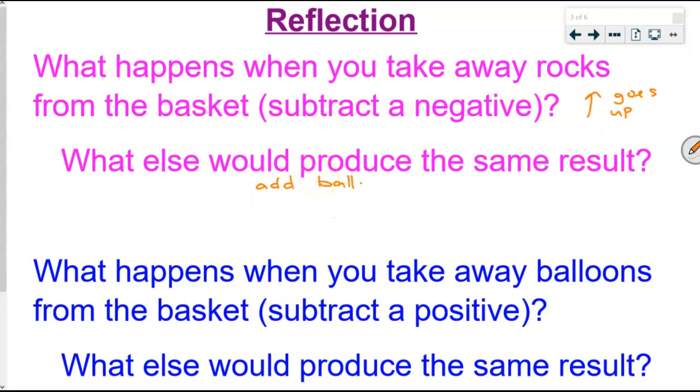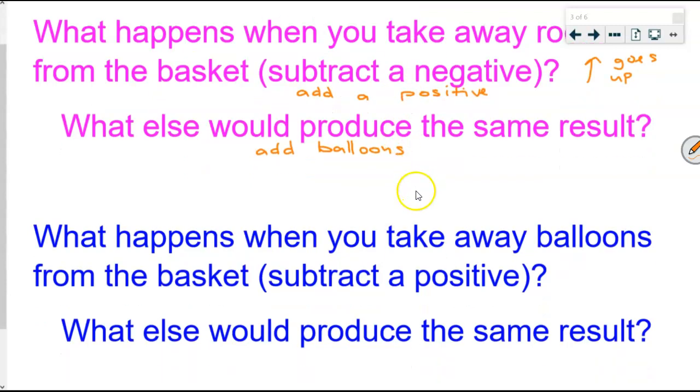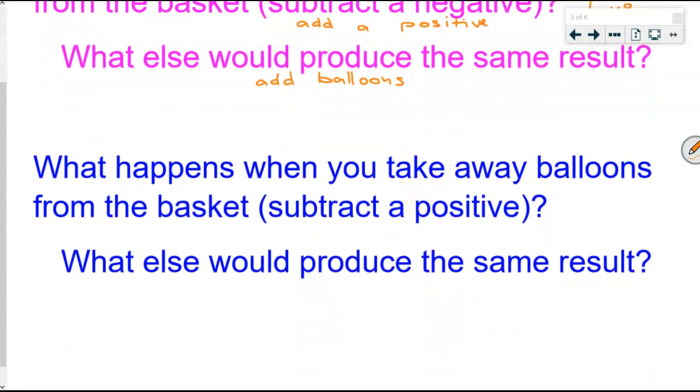Now again, if I'm adding balloons, what am I really doing? I'm adding balloons. Balloons are positive, so add a positive. Okay, and reviewing the last problem, what happens when we take away balloons from the basket? Balloons are in there, we're taking them away. What is happening to that basket? It goes down.